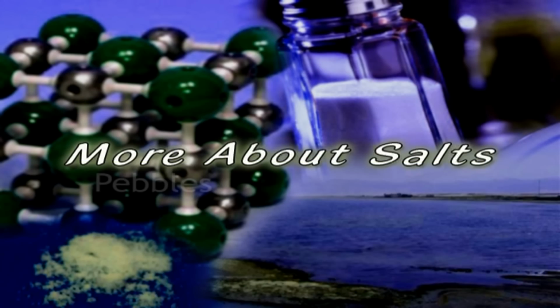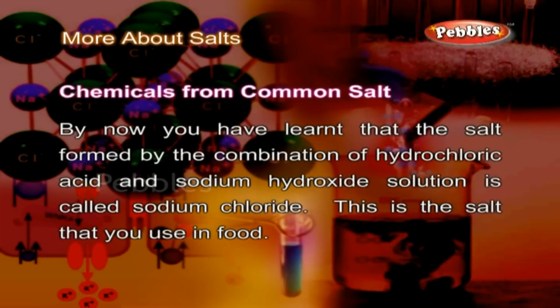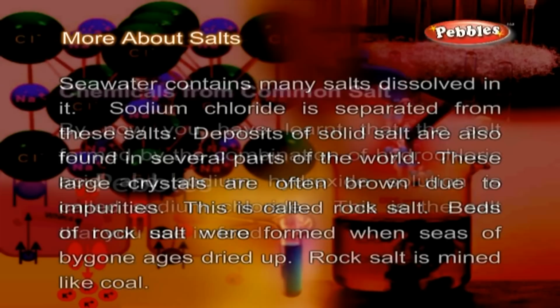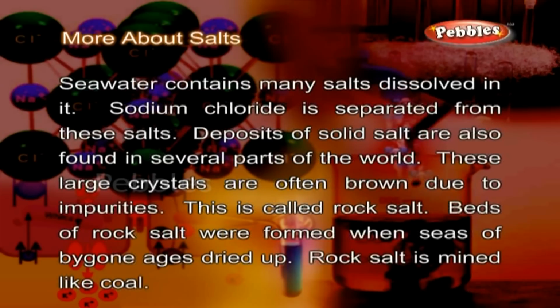More about salts. Chemicals from common salt. By now you have learned that the salt formed by the combination of hydrochloric acid and sodium hydroxide solution is called sodium chloride. This is the salt that you use in food. Seawater contains many salts dissolved in it. Sodium chloride is separated from these salts.